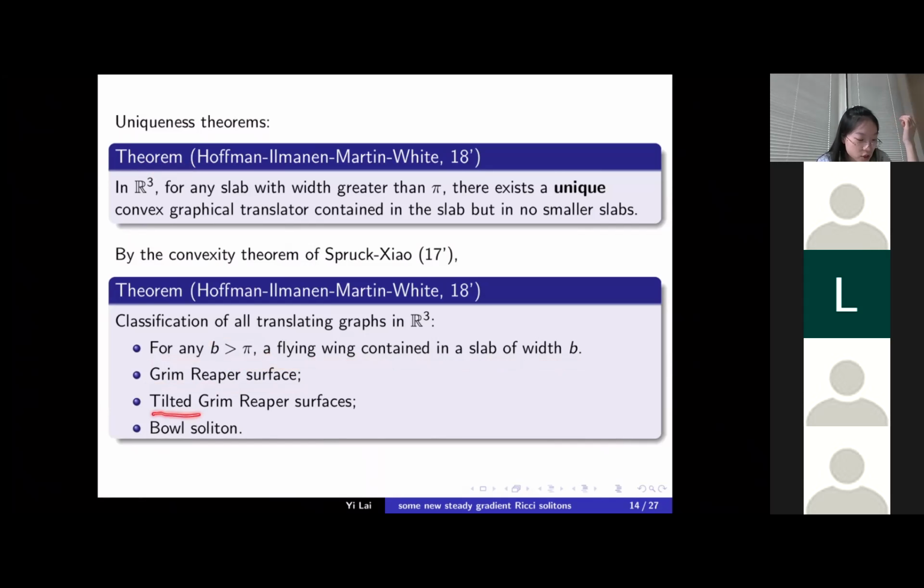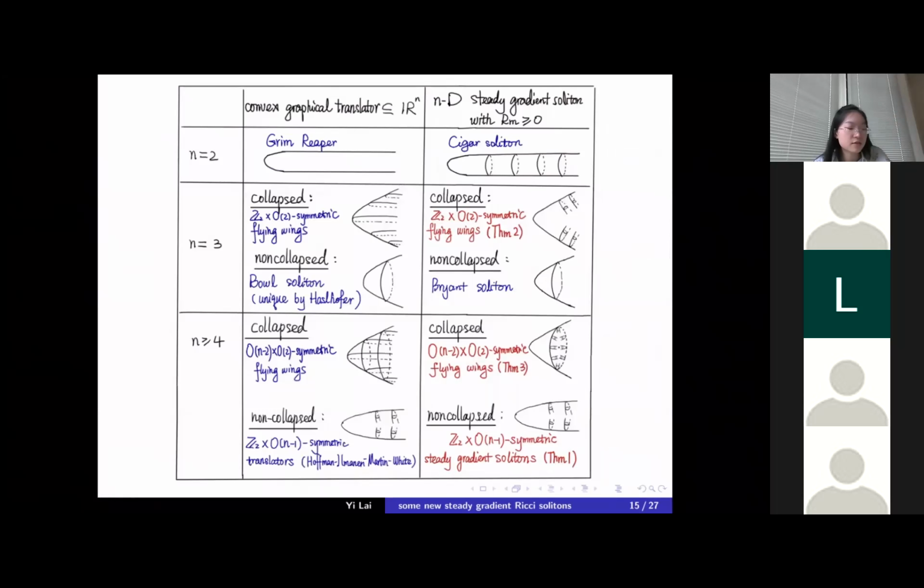And then a tilted Grim Reaper surface, and then the bow soliton. The bow soliton is a rotationally symmetric soliton, which looks like our Bryant soliton in Ricci flow. Okay, so now this is the result of mean curvature flow flying wings. And so next, in the following diagram, I'm going to compare these results with what we know in Ricci flow.